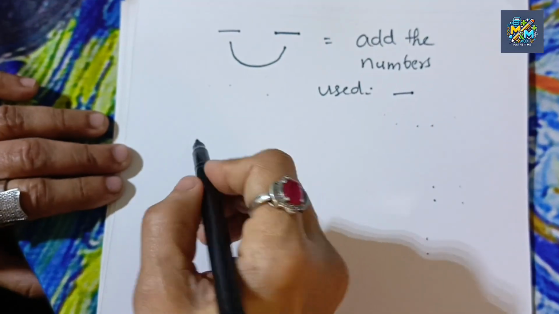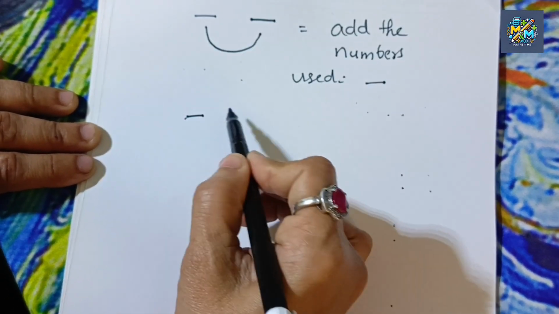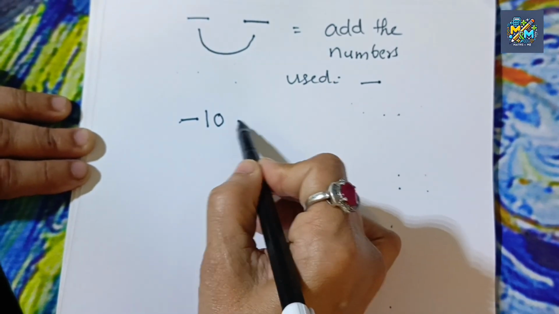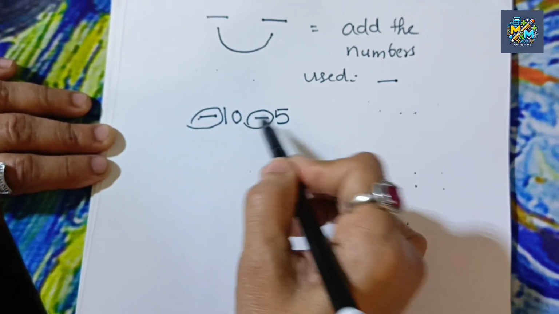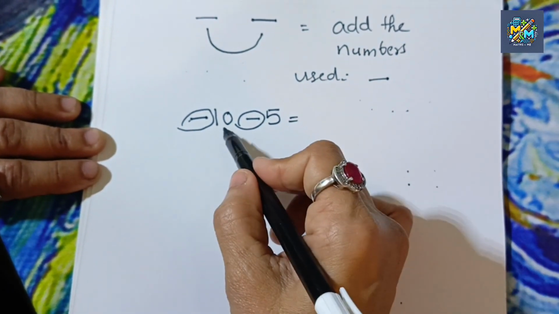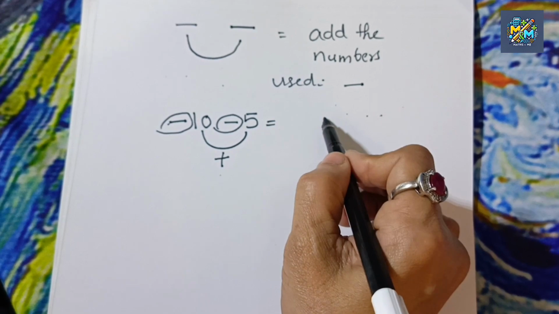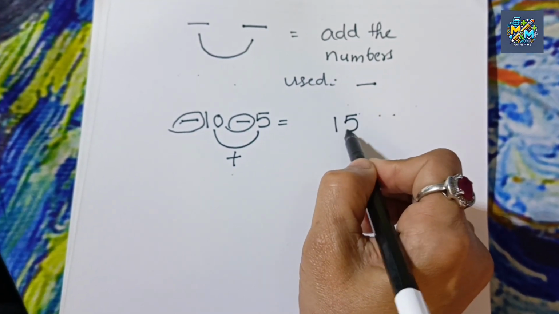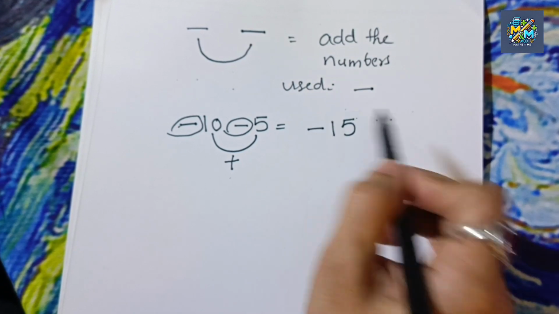How? We are just going to check one example. If I'm having minus 10 minus 5, when both the signs are negative, what do I have to do? I will be adding the numbers. So 10 plus 5 makes 15. But the sign used will be a negative sign.